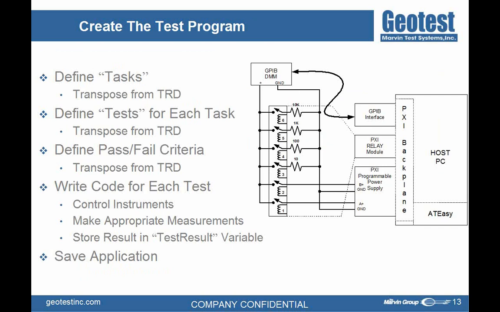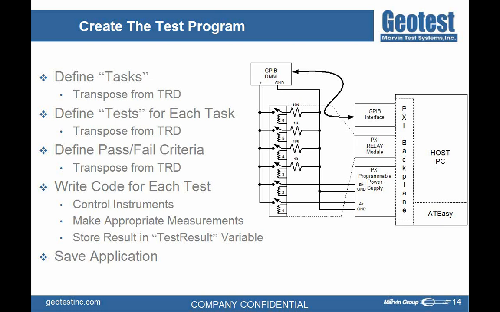So ATEasy makes it very easy to take that TRD structure and represent it within our individual application. So let's go ahead and do that within the application that we've been developing. We're going to create several tasks, and within each task we're going to create a number of tests. We're going to define our pass-fail criteria, and then we're going to write the code for performing each of those individual tests. That code typically involves controlling instruments, making the appropriate measurement, and then storing the results in what we call the test result variable. I'll speak about that a little bit more in the future. And then we'll save the application.